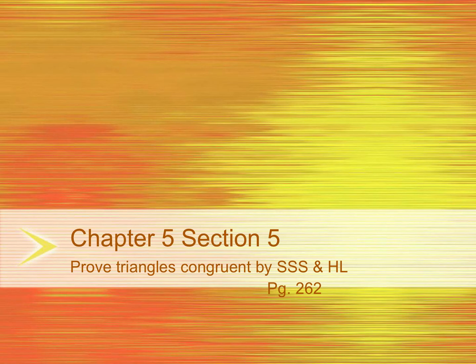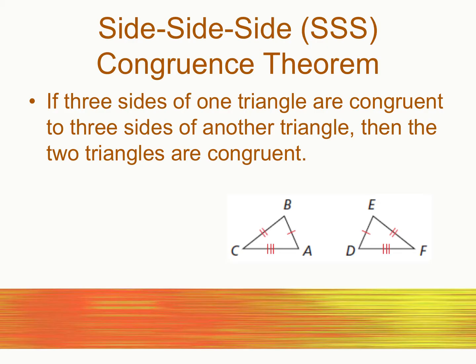So today we're going to cover Chapter 5, Section 5. We're going to learn 2 more shortcuts to prove triangles congruent. And the little acronyms for them are SSS and HL, which stand for side, side, side, and hypotenuse leg. So first we're going to talk about the side, side, side, or SSS Congruent Theorem.